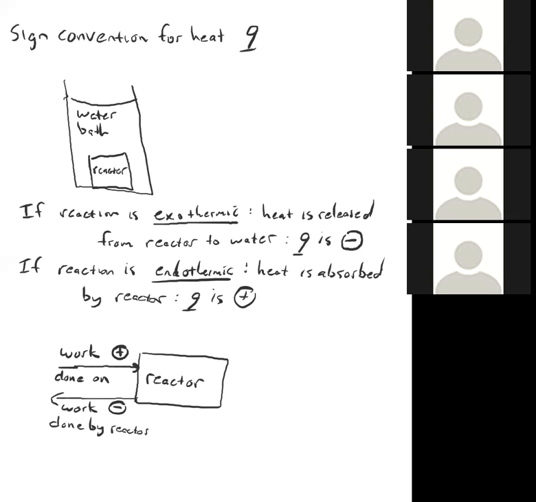And then you have a sign convention for heat. Heat can go in, and if it goes in, it's positive, and we call that endothermic. And heat can go out, and if it goes out, it's negative, and that's called exothermic. Where does it go? Into the water. Where does it come from? It comes from the water. Okay.